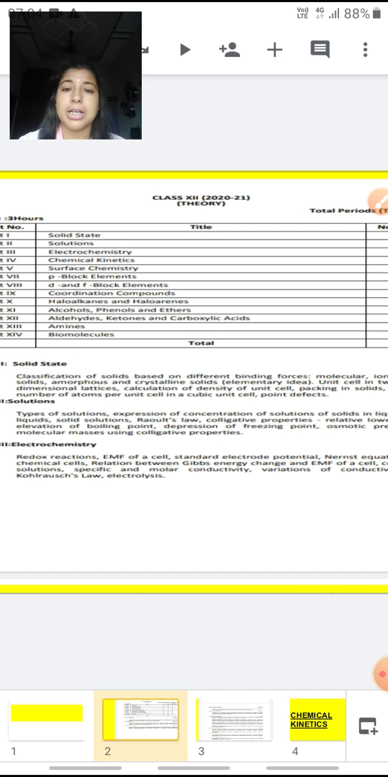Now there are 14 chapters left, but one chapter, solid state, has been introduced back in the 12th standard syllabus. Last year it was not there. We have also not done this chapter. We'll do the chapter later on.